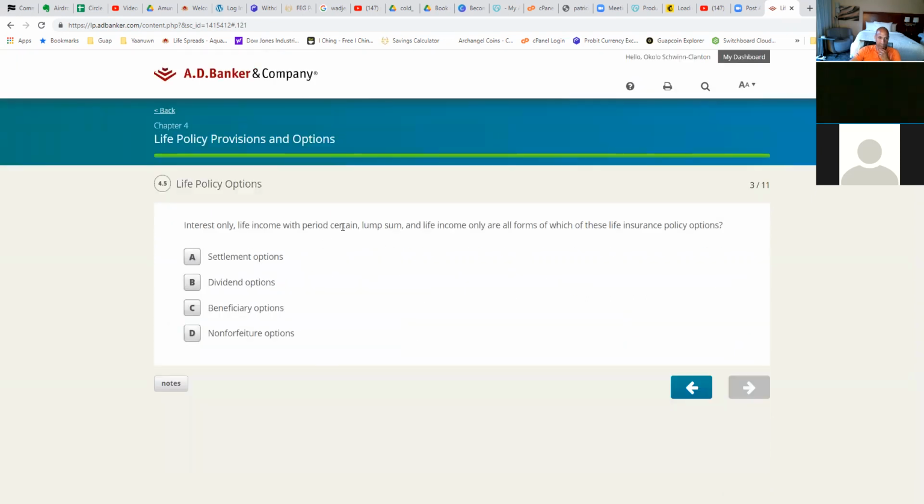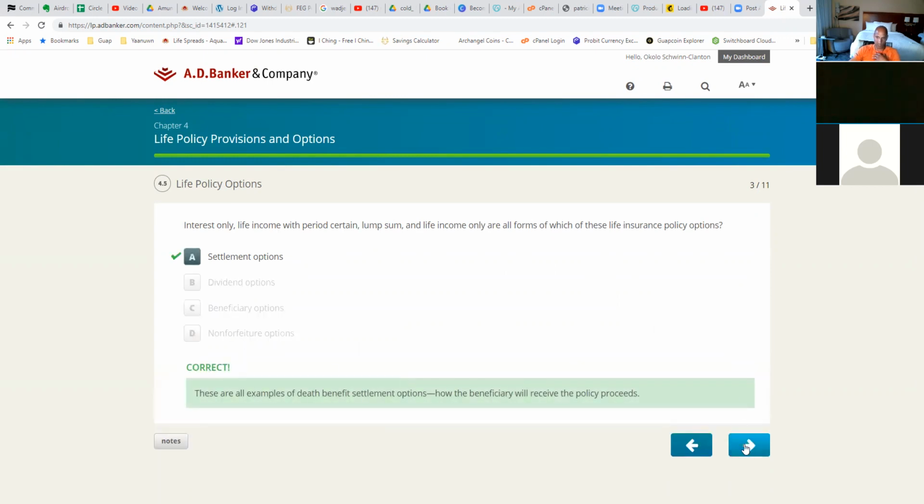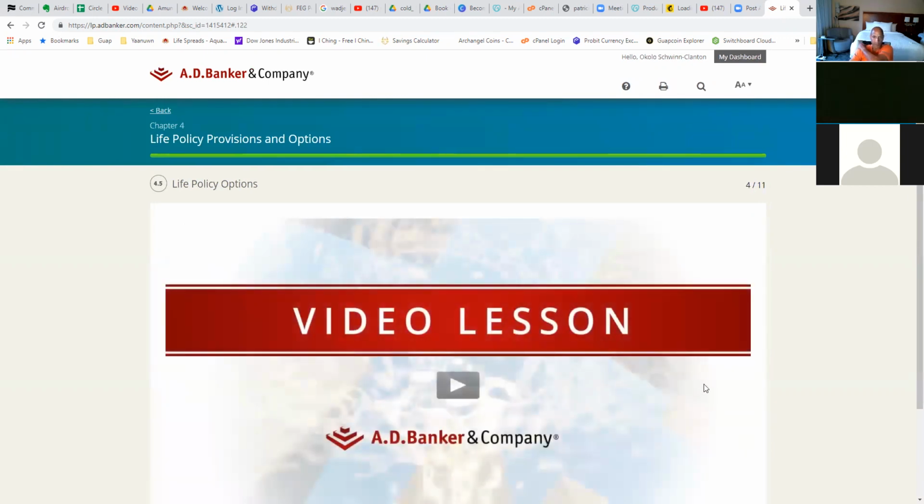Interest only, life income with period certain, lump sum, and life income only are all forms of which of these life insurance? These are settlement options. So in other words, at the end, yeah.